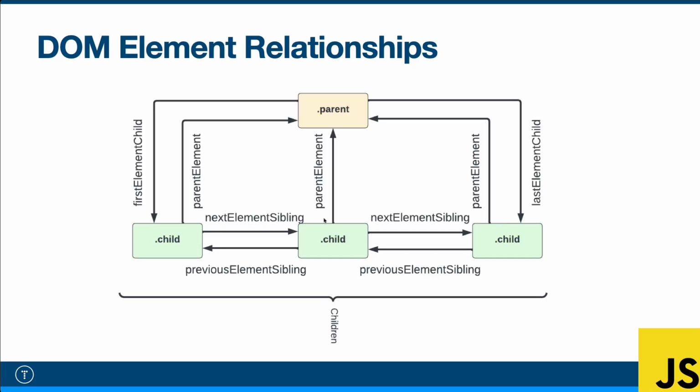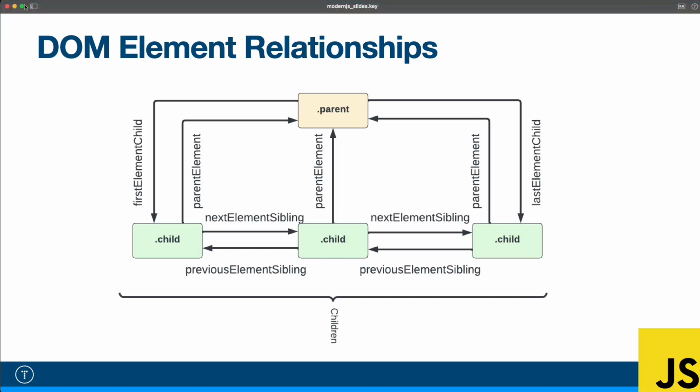There are different properties for us to traverse the DOM, to move up and down. So we have a property called parentElement, which does just that. We have firstElementChild, lastElementChild, nextElementSibling, previousElementSibling, and then we also have a property of children, which gives us, I believe, a node list of all the children. All right, so let's start to look at this in our code.